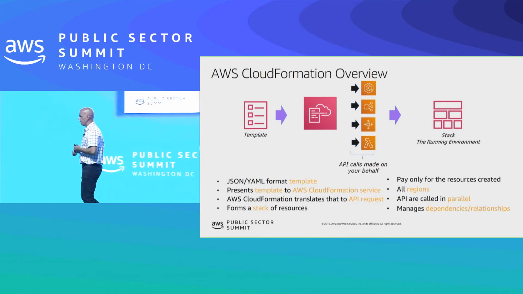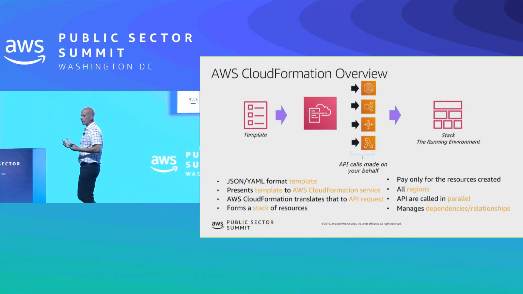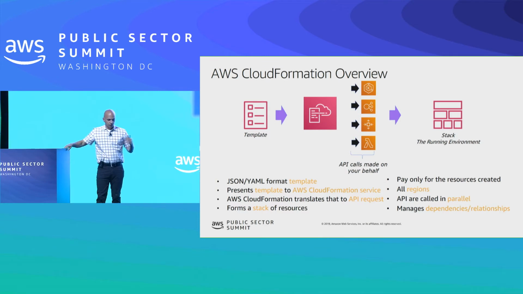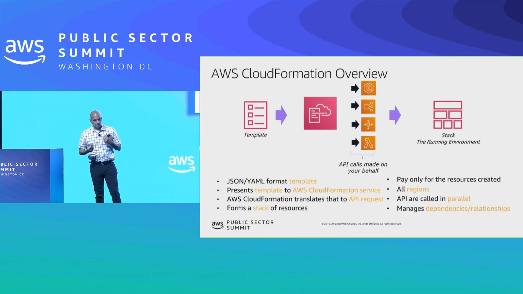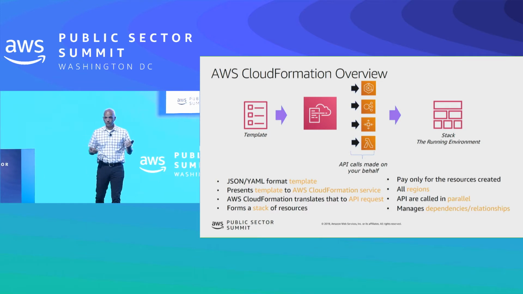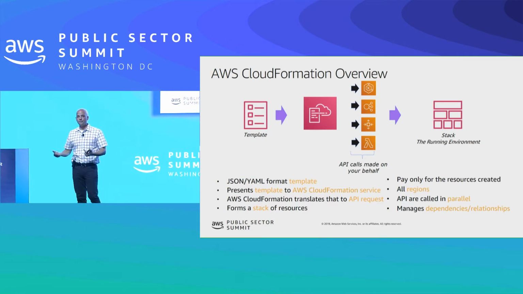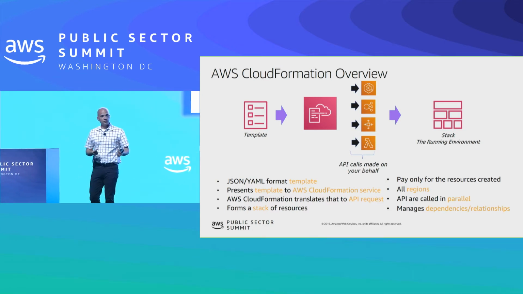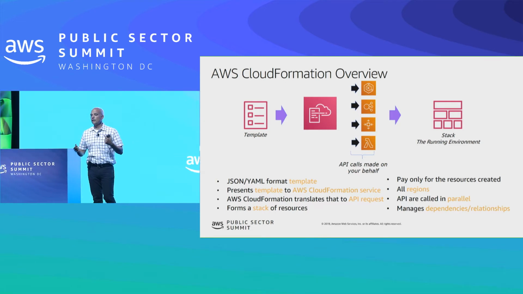So CloudFormation is generally how we at AWS will do infrastructure as code. You can do JSON or YAML formats. I would recommend YAML. Main reason, with YAML you can do comments. With JSON you can't put the comments in there, with YAML you can.